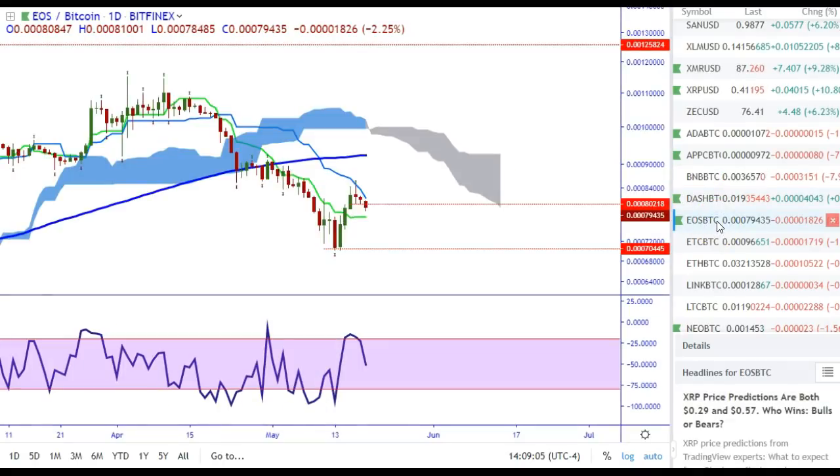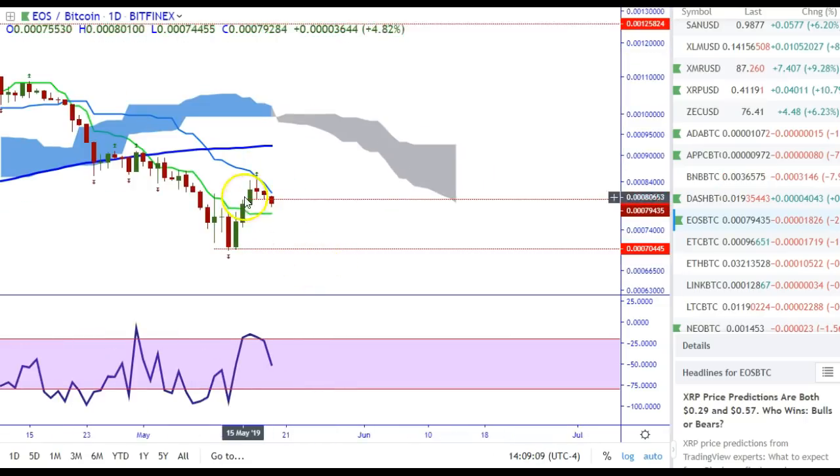All right. Here's another one we talked about. We already talked about this, had a rejection. I told you where the entry should be. The entry should have been right here where this is, and we would have been entered into the trade at this point.